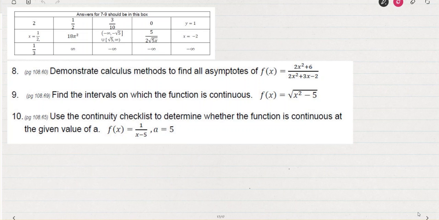8, 9, and 10 are more recent, so I'm going to leave those off of the video so that the video is usable. But you can find these examples 8, 9, and 10 in our textbook, or reach out to me if you need more assistance.